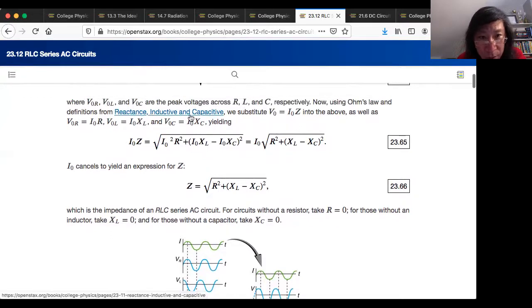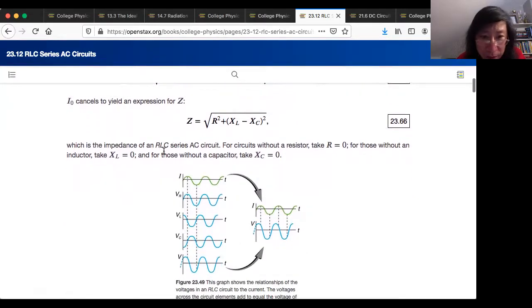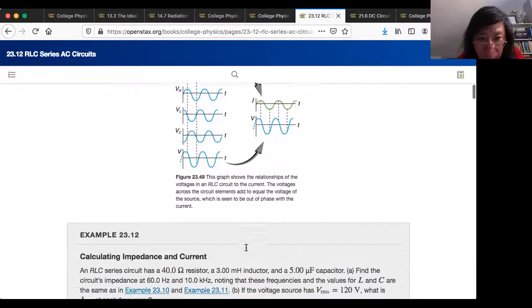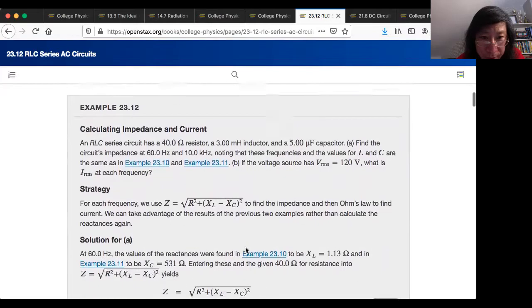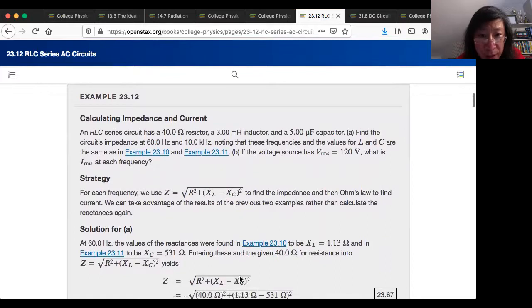Combining all those different variations, the impedance is the square root of the resistance of the resistor squared plus the quantity of the inductive reactance minus the capacitive reactance, squared. That becomes the impedance of an RLC series AC circuit. Here are the relationships of the voltages to the current. Understand these things conceptually, please. The calculations are fine, you'll do fine, but understanding this conceptually is what matters.